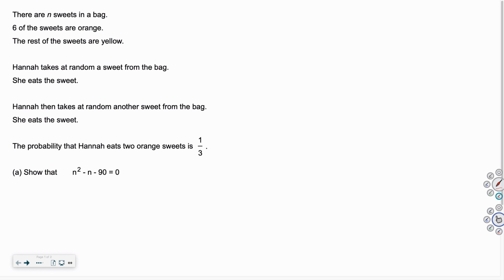So the first thing I'm going to do is get an expression for the probability of taking an orange sweet on the first time she takes a sweet out the bag. So on the first attempt, the probability of orange on the first take is 6 of them are orange. And there's the total number of sweets, which is n. So it's going to be 6 out of n.